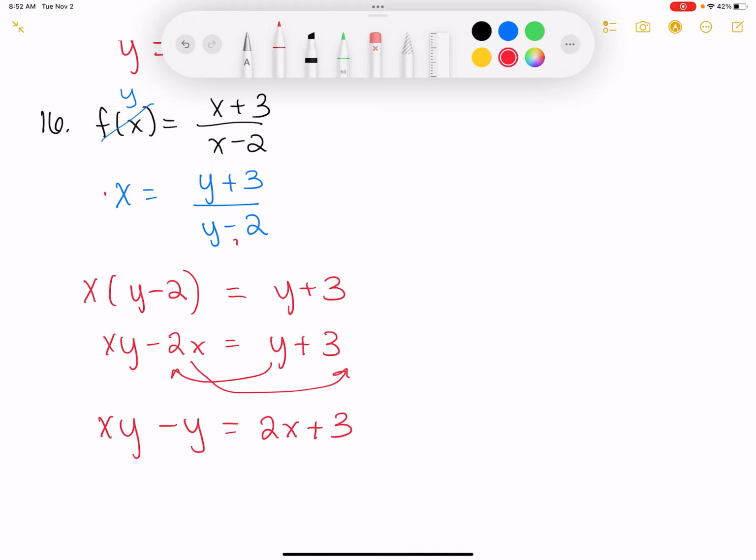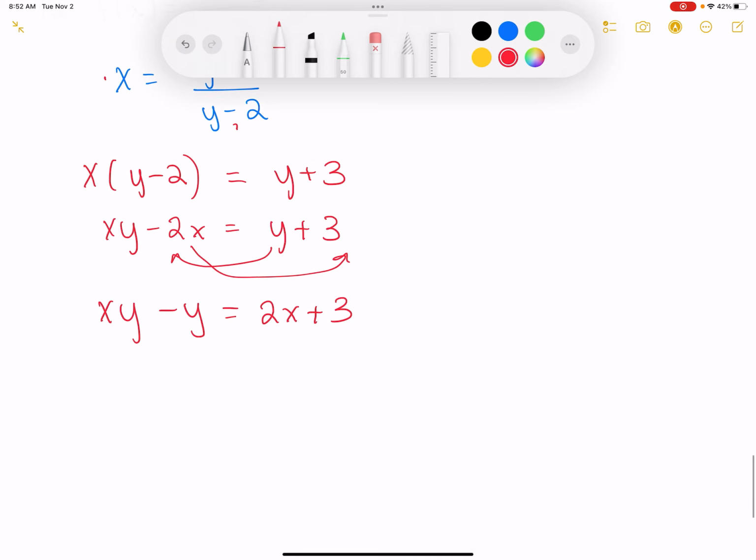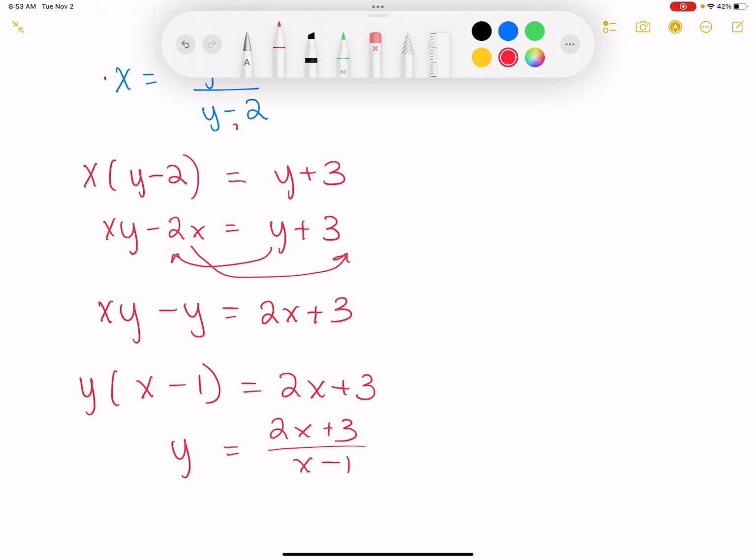Now you divide by x? Nope, you can't divide by x. What's in both pieces right here? Take out the y. So I'm going to take out a y, so that gives me y times x minus 1 is equal to 2x plus 3. And now I need y by itself. Don't distribute. Do divide by x minus 1, so y is equal to 2x plus 3 over x minus 1. That's the answer. That's awesome.